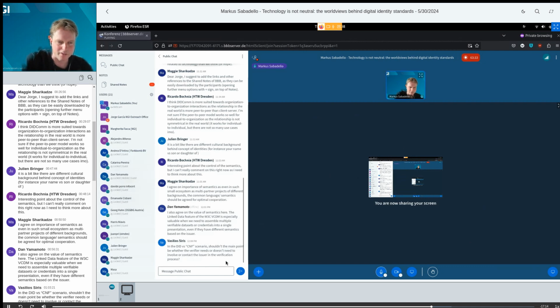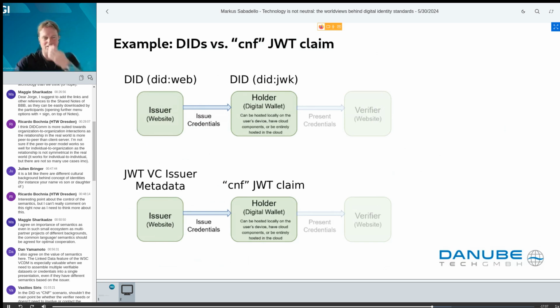Shouldn't the main point be whether the verifier needs or doesn't need to contact the issuer in the verification process? No, I don't think so. I think it has nothing to do with that. When interacting with the verifier, if you have a credential and you present it to a verifier, then the idea with digital wallets is always that the verifier does not have to contact the issuer, right?